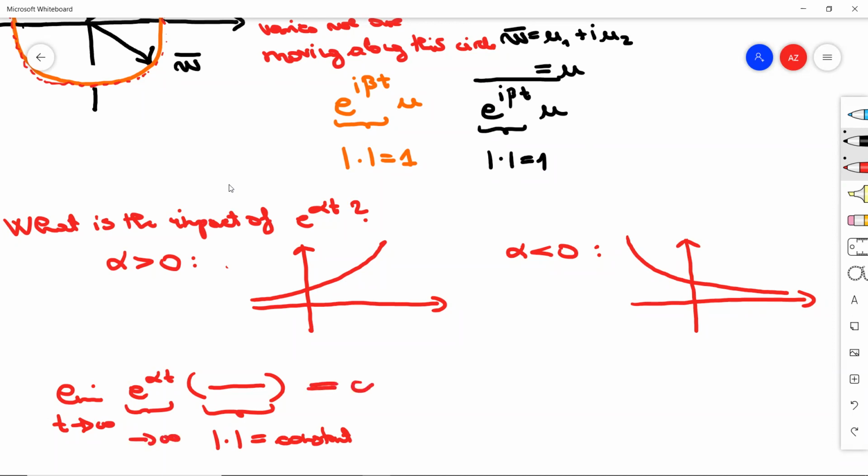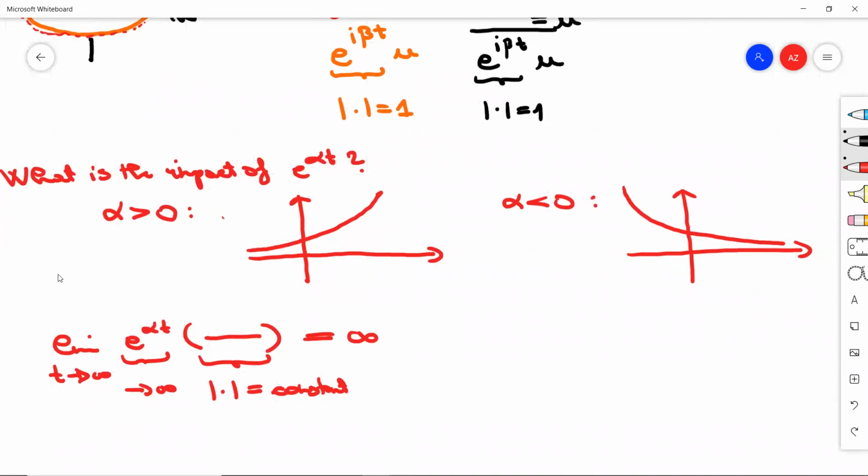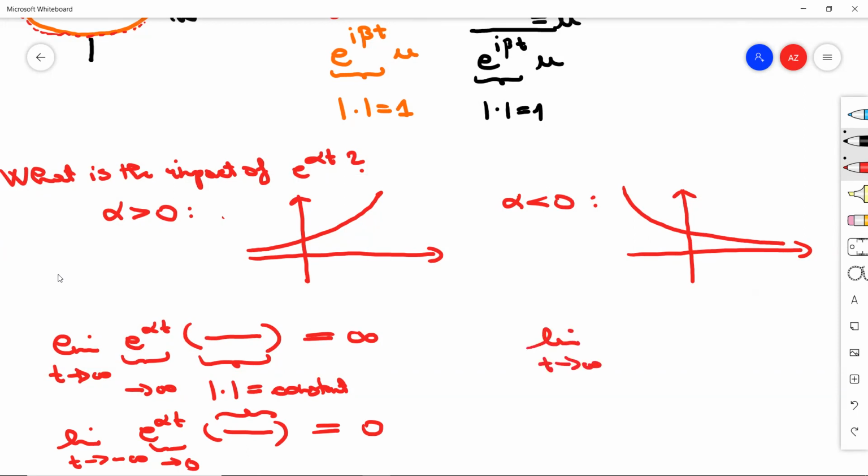So we're going to infinity as t goes to infinity, while if t goes to minus infinity, e to alpha t will go to 0, because alpha t will go to minus infinity. So e to alpha t will go to 0. And so we are going to the origin. On the other side, the motion is opposite. So as t goes to infinity, we'll go to 0. And as t goes to minus infinity, we will go to infinity.